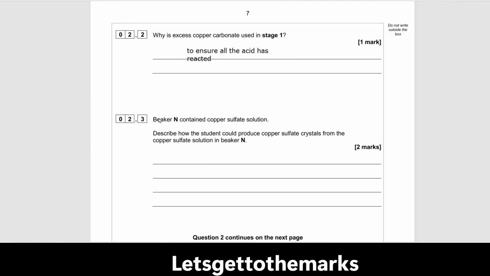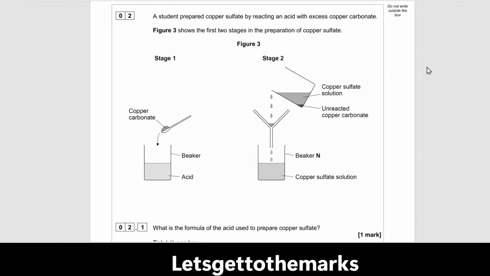2.3. Beaker N contained copper sulfate solution. Describe how the student could produce copper sulfate crystals from the copper sulfate solution in Beaker N. Let's go check out Beaker N and then get back to this question. Pause the video, have a go when you get a chance. Here's beaker N. What have they done here?